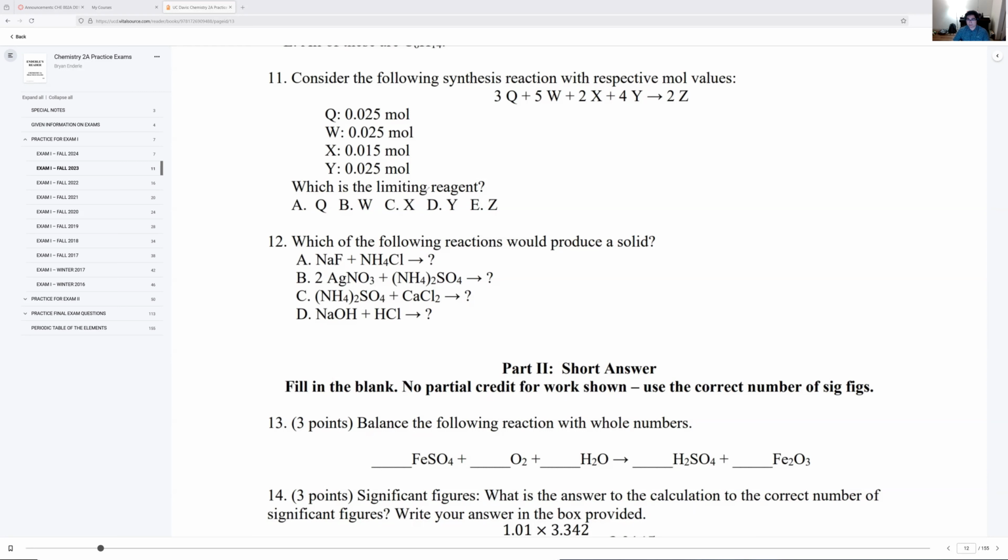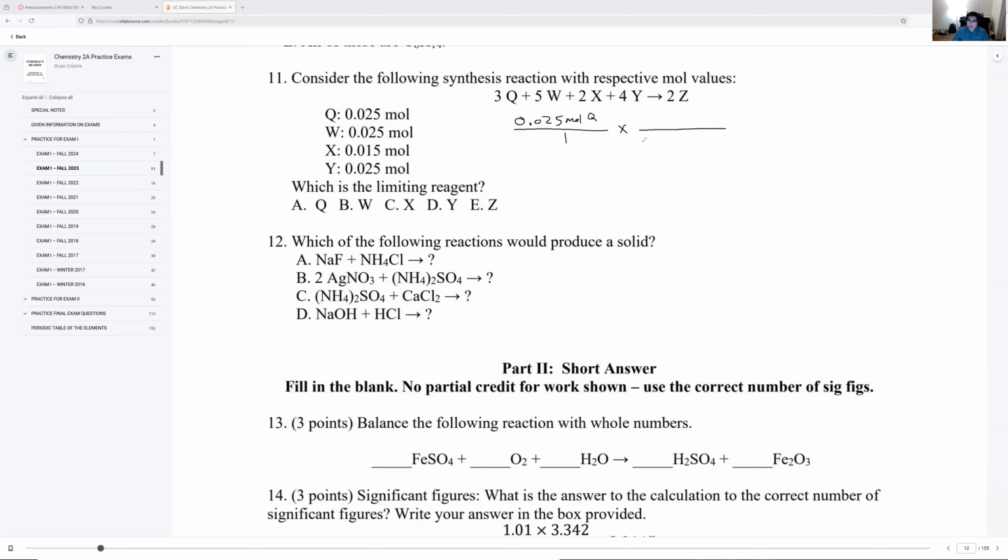So we're going to figure out how many moles of reaction I can make with each of these reactants, right? How many recipes worth of reactions do I have, of Q and W and X and Y? So for Q, we just do 0.025. If you write it all out, moles of Q.